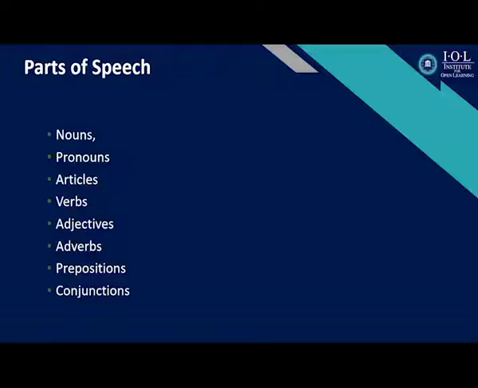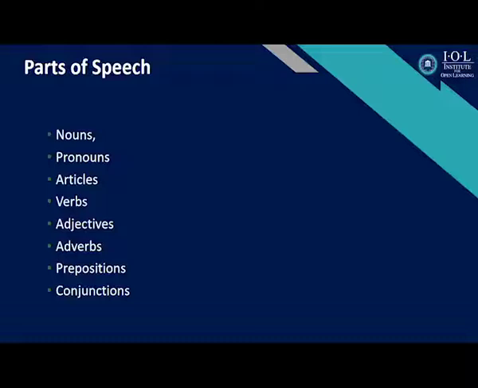So we said the function of a noun is to name a person, a place, an object, or a feeling. And then the function of a pronoun is to replace a noun in a sentence to avoid tautology. Then the function of an article in a sentence is to signal that a noun will follow. We have three articles in the English language. We have the, a, and an.